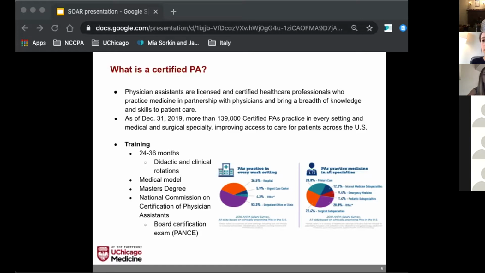And we also work in a variety of different settings, ranging from academic settings like University of Chicago to more rural settings or private practice. So PAs are definitely making themselves prevalent in our modern day healthcare system.